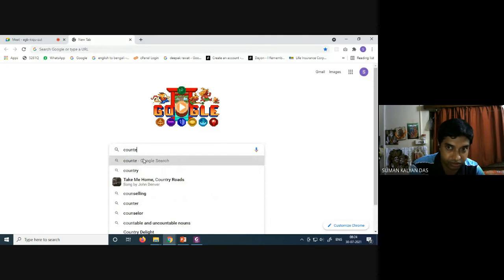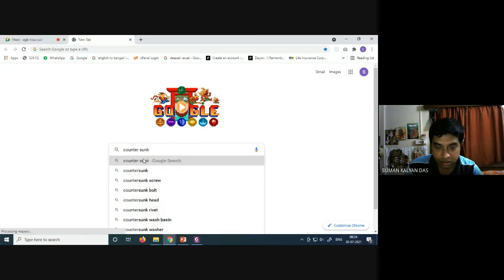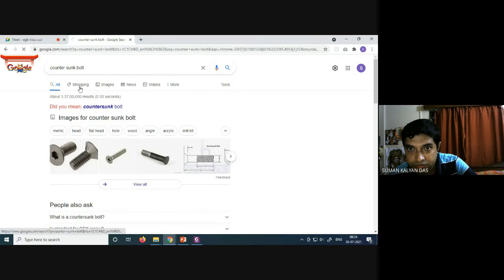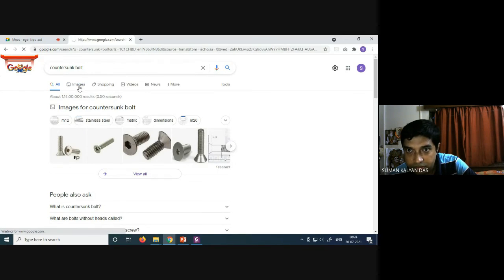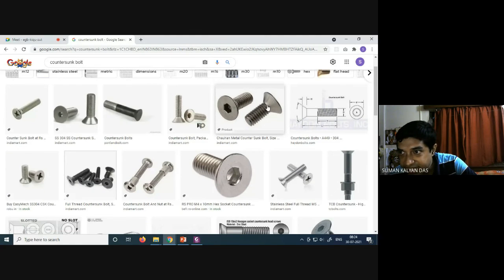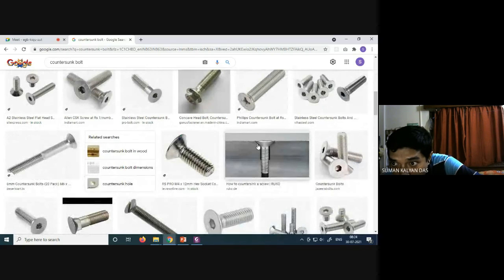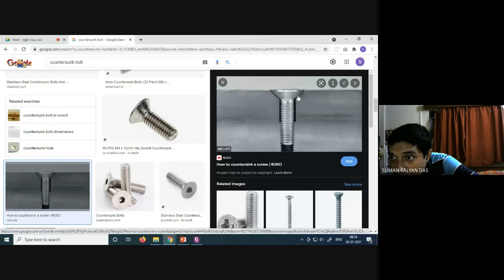If I search Google for countersunk bolt, to understand in a moment. So you see the head is like this. The advantage of having a countersunk head is the hole is also made in countersunk format. If I zoom this, the hole, as you can see, is not a typical hole. It has a larger opening to accommodate the head of the screw. Then the normal cylindrical hole is there.